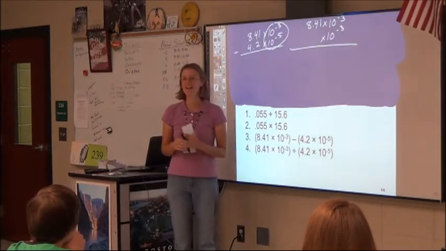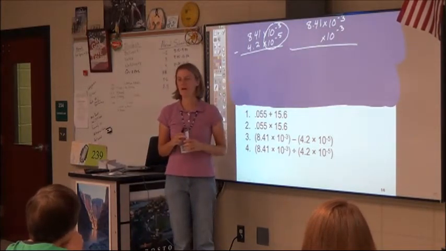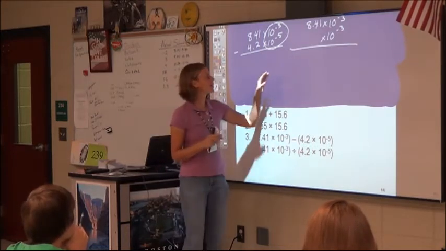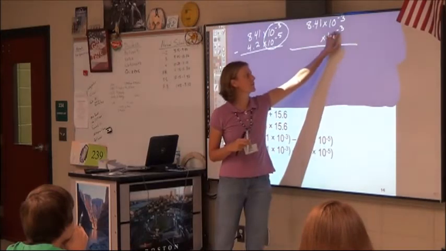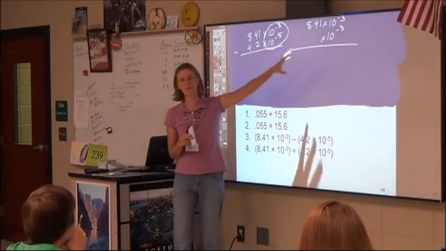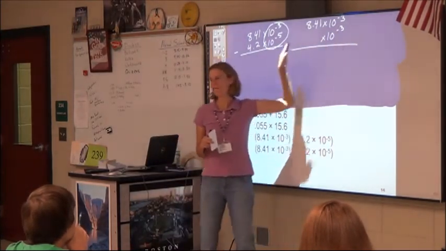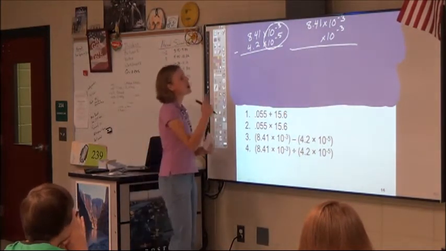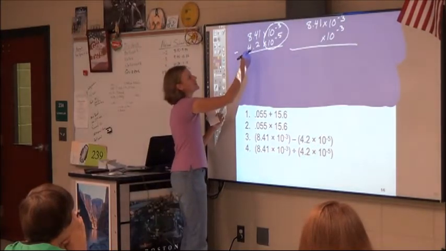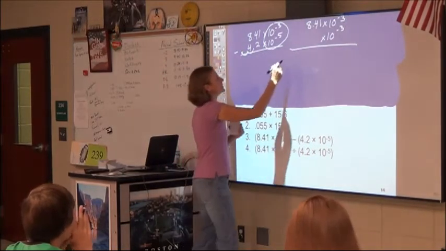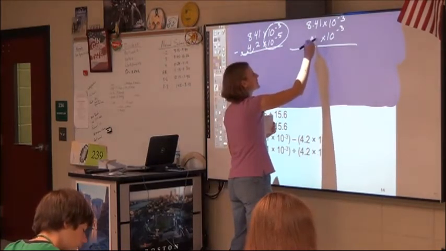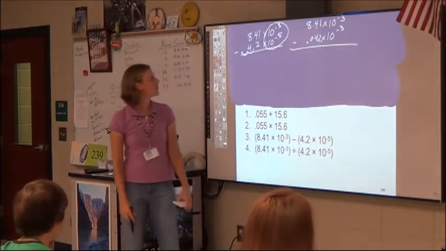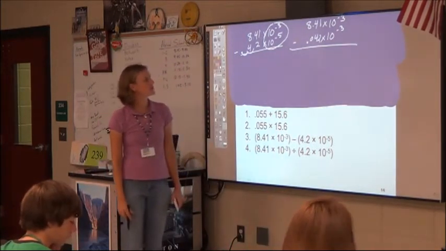Okay. Did I make the exponent bigger or smaller? Exponent bigger. I actually made it bigger because 10 to the negative 3 would be a bigger number than 10 to the negative 5. So if I make my times 10 to the bigger, I've got to make my leading number smaller to still represent the same thing. So you're right. To make it smaller, that would be left. To the left. So now I have 8.41 minus 0.042.